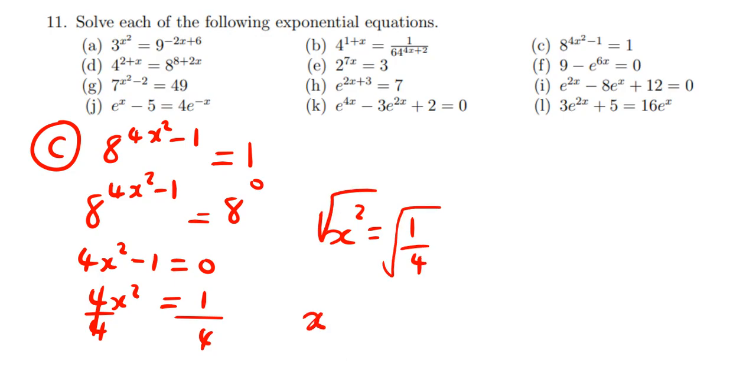So therefore x is equal to positive or minus. This square root applies to the 1, and it also applies to the 4. The square root of 1 is 1, over the square root of 4, that is 2. So our answer is negative half and positive half. So let's solve D.